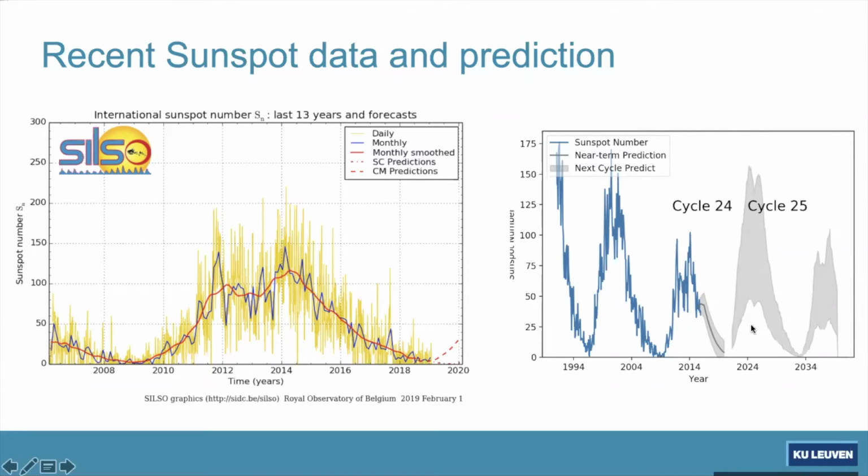But these predictions are not very accurate. As you can see here, there is the range of predictions. Some models predict that, and some other models predict that. So in between, there are many various predictions. So it's not very accurate.